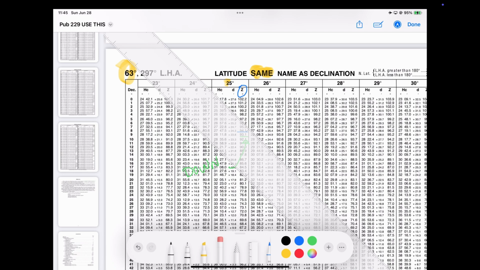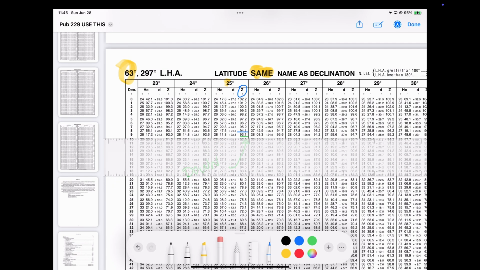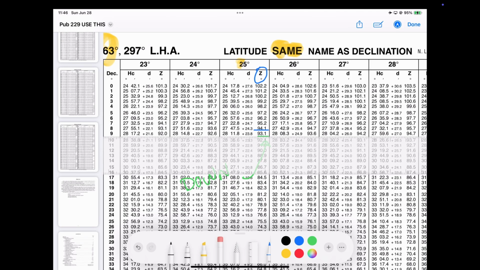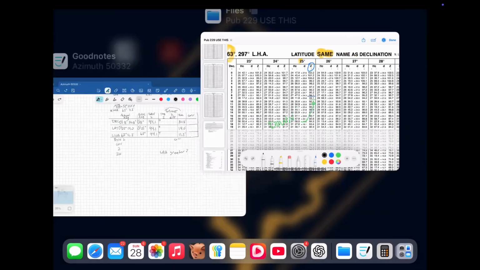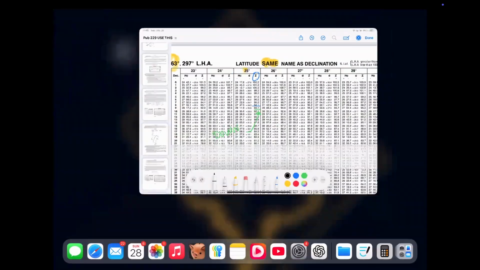And I have my straight edge. So we go down 1, and you see I have it highlighted green. Our base Z was 94.1 right here, and we go down 1 to 93.1. Let's write this down.